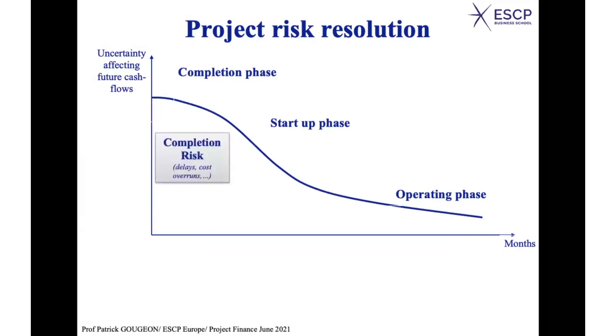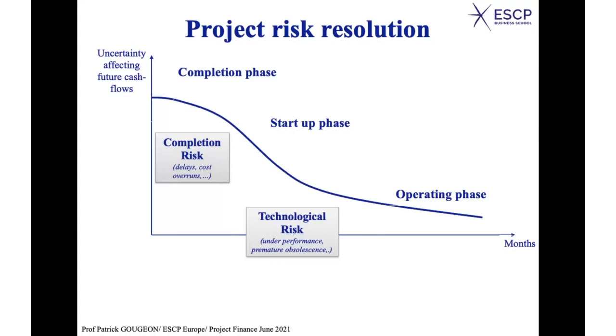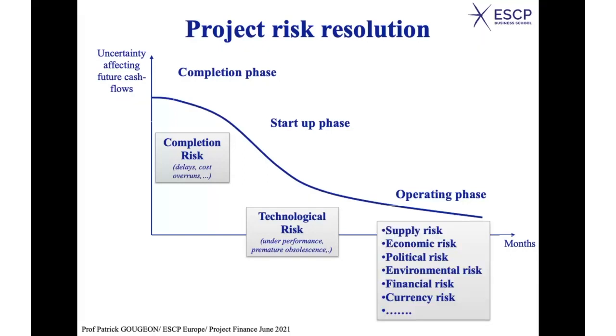So in this phase, the completion risk: delays, cost overrun. The startup phase with the technological risk, you may have the risk of underperformance or premature obsolescence, okay? And the operating phase, you've had all the risks I have mentioned before: supply risk, economic risk due to prices, political risk, environmental risk, financial risk, currency risk, and the like, okay?